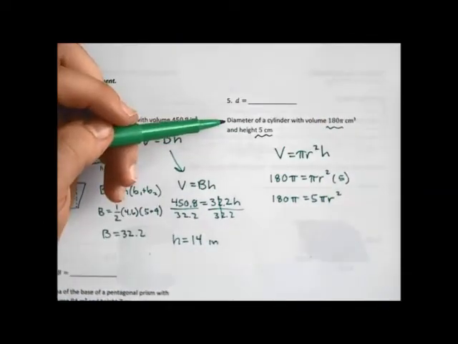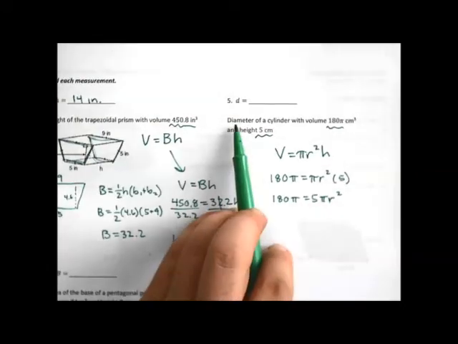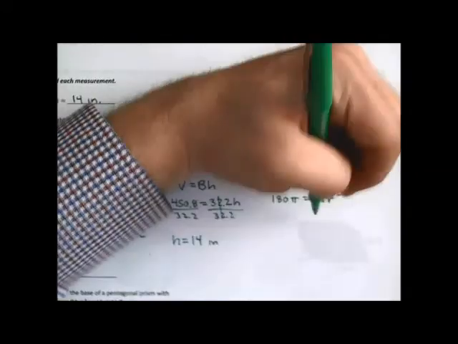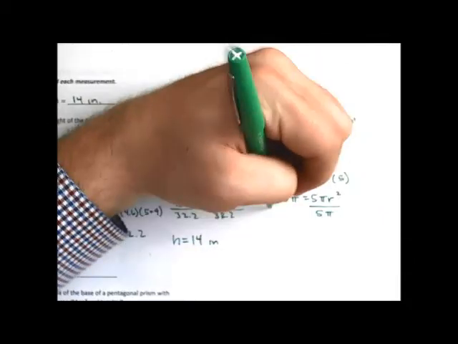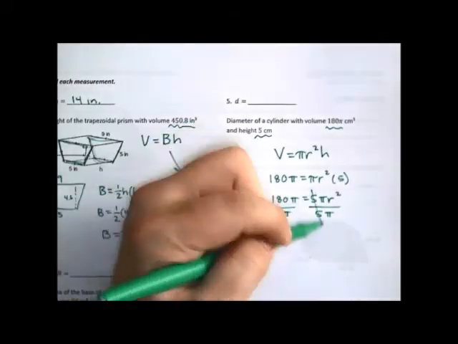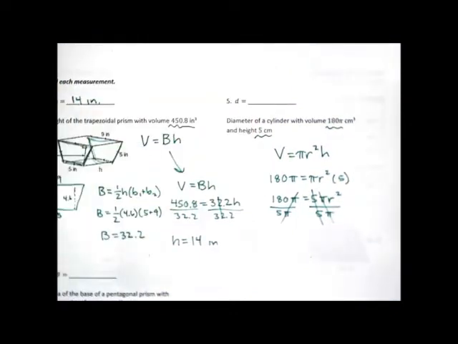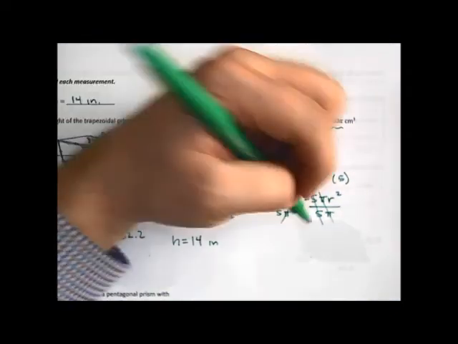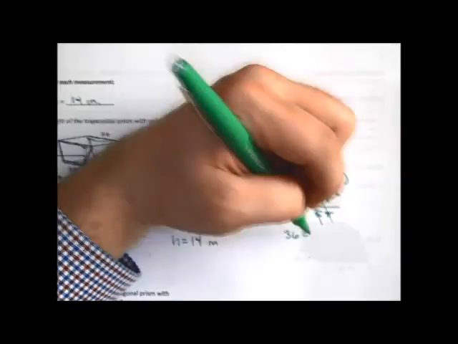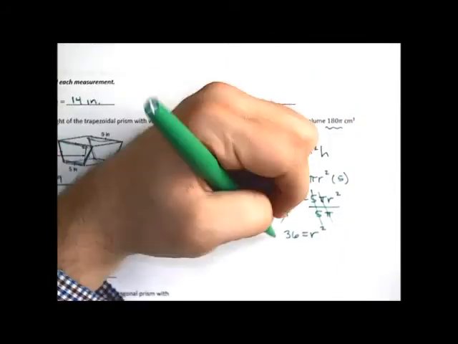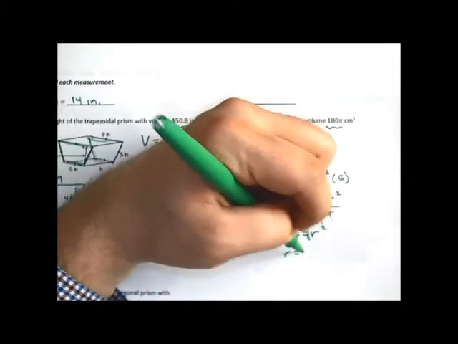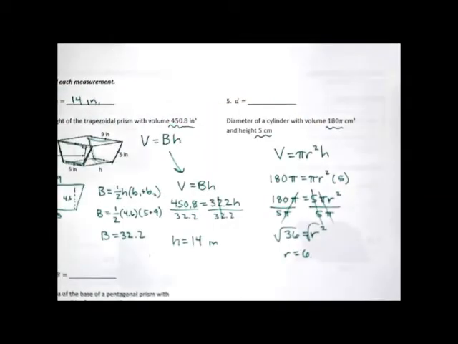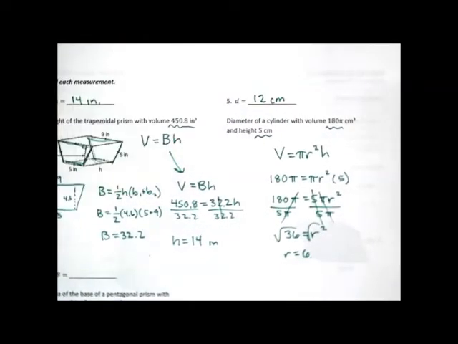You have to make the connection that if you want the diameter, you can get that from finding the radius. So what I'm going to do is divide both sides by 5 pi. Alright, so the 5's cancel, the pi's cancel. 180 divided by 5, I'm not feeling good on my mental math right now. 36 equals r squared, and then we square root. So we get that r is 6. The last thing you have to do, again, make that connection. We know that the diameter is always just twice the radius. So 2 times 6 is 12 centimeters.